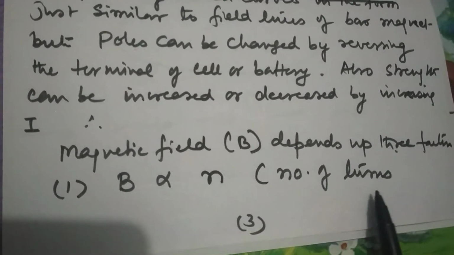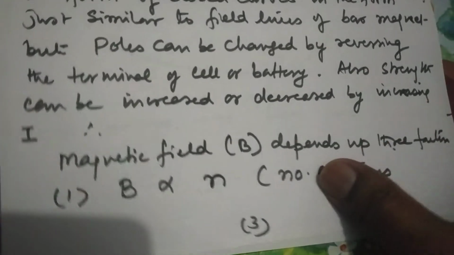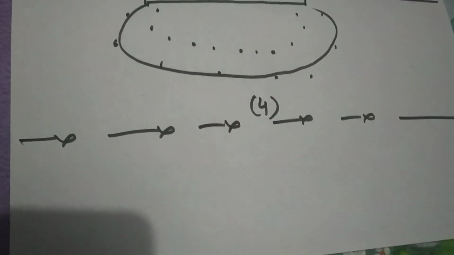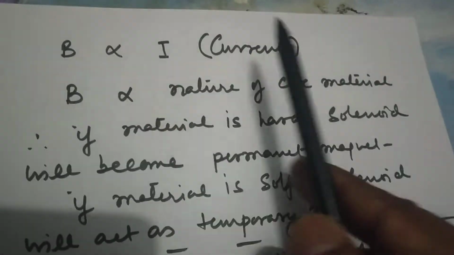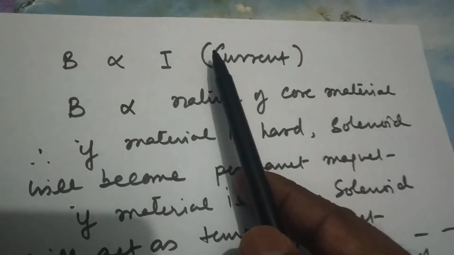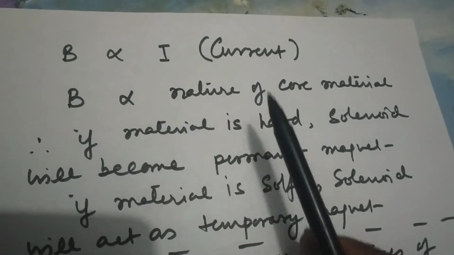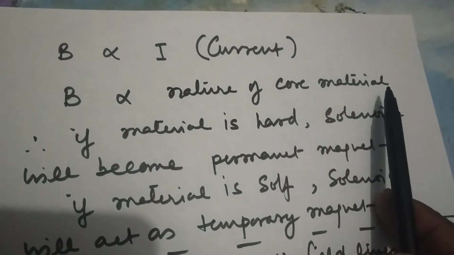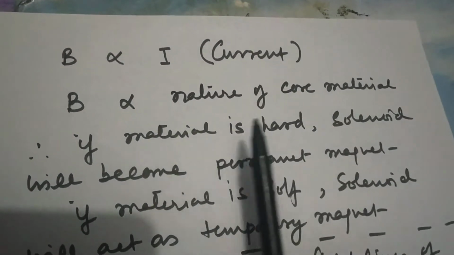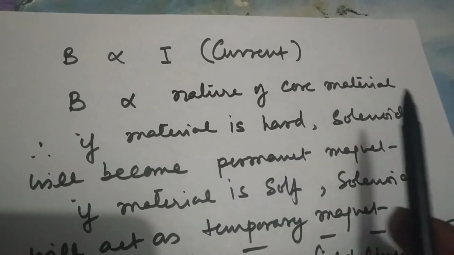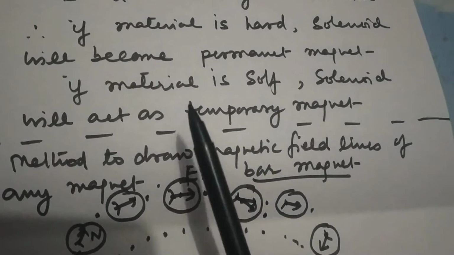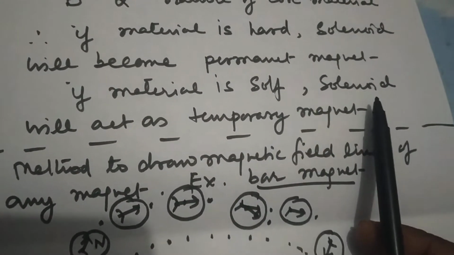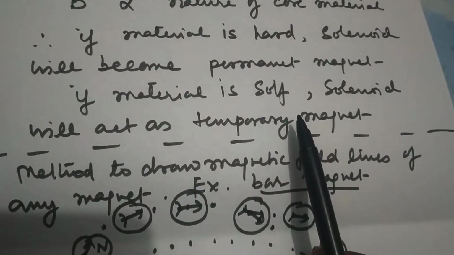Number 1, the number of turns, directly proportional. That we already discussed in the case of the circular loop also. Magnetic field depends upon current, which is the basic factor, and here the magnetic field will depend upon the nature of the core material. If the core material is hard, then this solenoid will become a permanent magnet, and if the core material is soft, the solenoid will act as a temporary magnet.